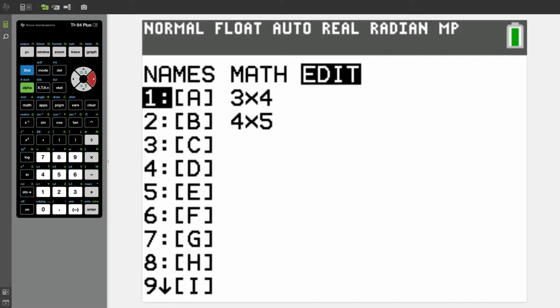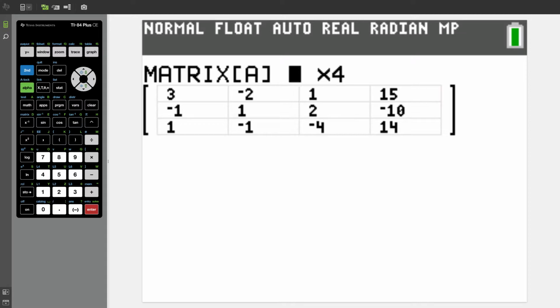It doesn't matter. I usually just re-edit A and B or whatever the top 3 are. I don't think I've ever used matrix D before in my life because I don't need that many matrices. So I just always overwrite these. Go ahead and click enter for A.